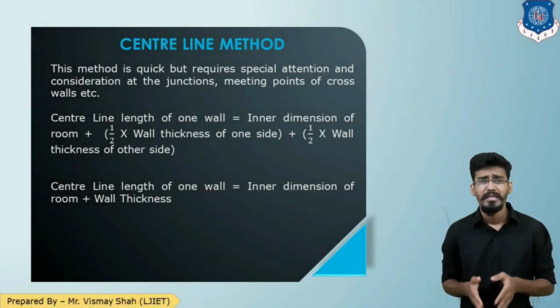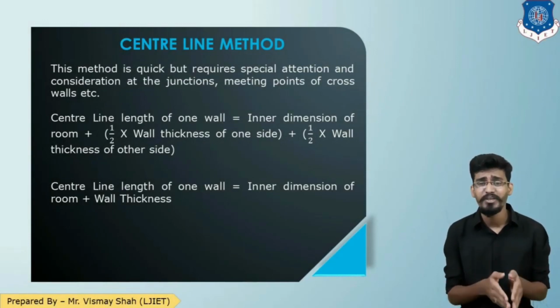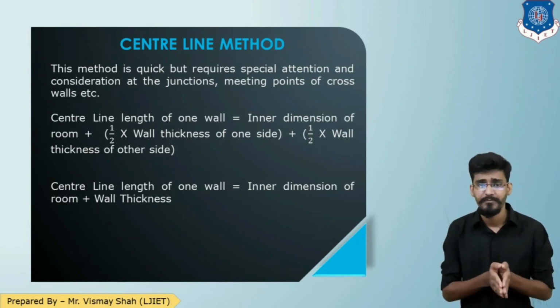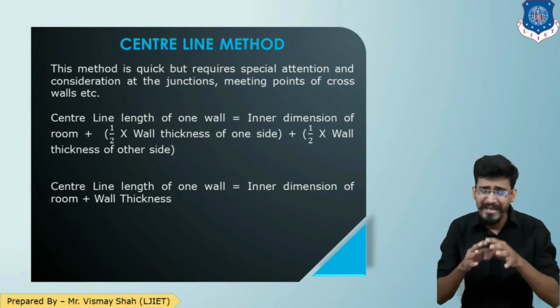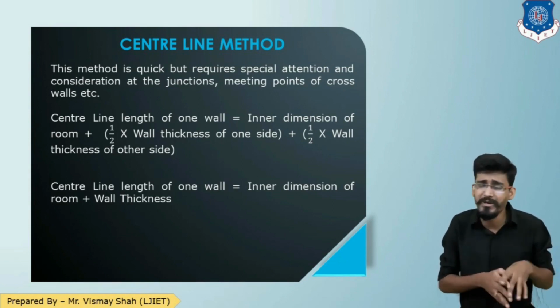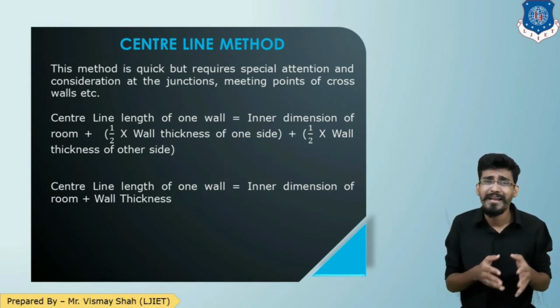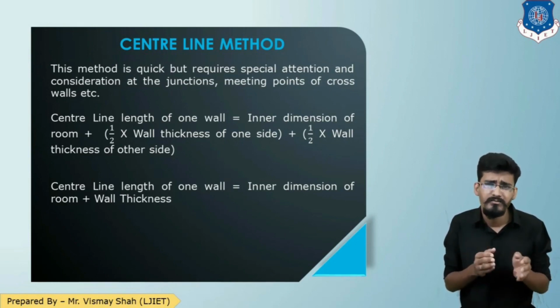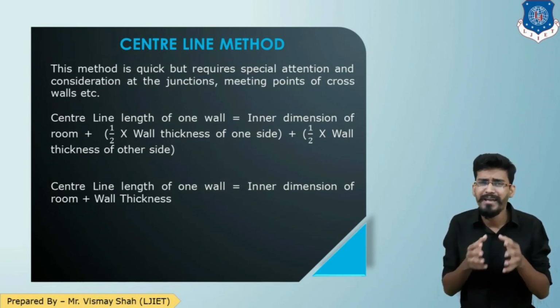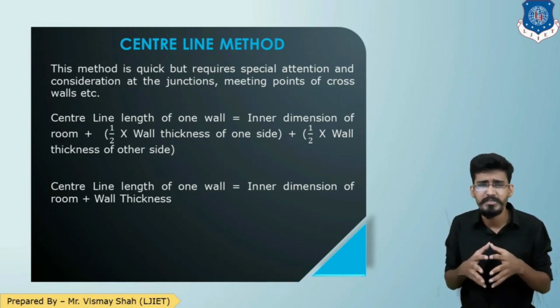Moving forward, this method is quick but requires special attention and consideration at junctions, the meeting points of the cross walls. Yes, this is a very easy method, and you can calculate the quantities very quickly, but when there are junctions appearing, you need to be very attentive at that point. The junctions are the meeting points of the cross walls.